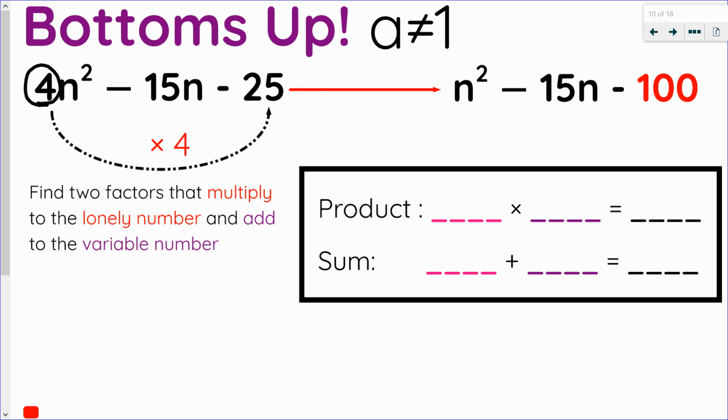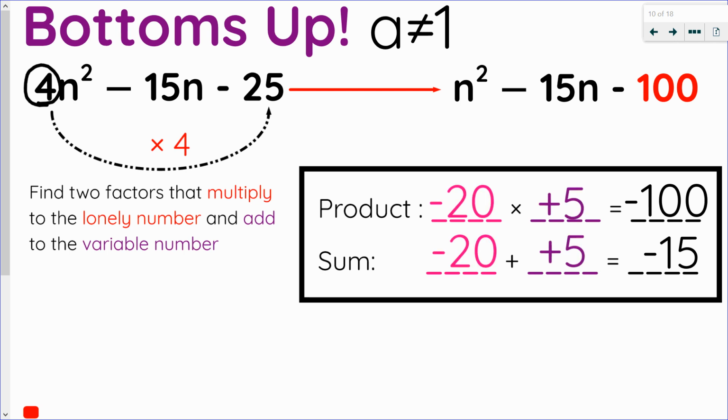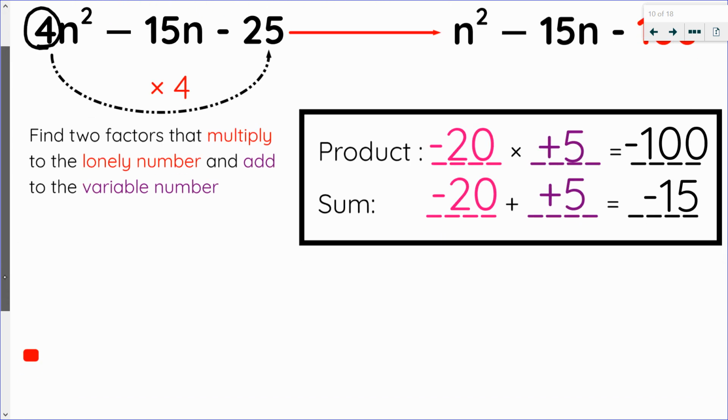So I'm going to look at two factors that multiply to the new lonely number of negative 100 and add to the variable number of negative 15. So using what I know about integers, the product is negative, the sum is negative. I know I have a factor that is positive and negative. The bigger factor must be negative. So I know my factors are negative 20 and positive 5. Always like to do a good check there. Negative 20 times 5 is negative 100, and negative 20 plus 5 is negative 15. So I know I'm good to go.